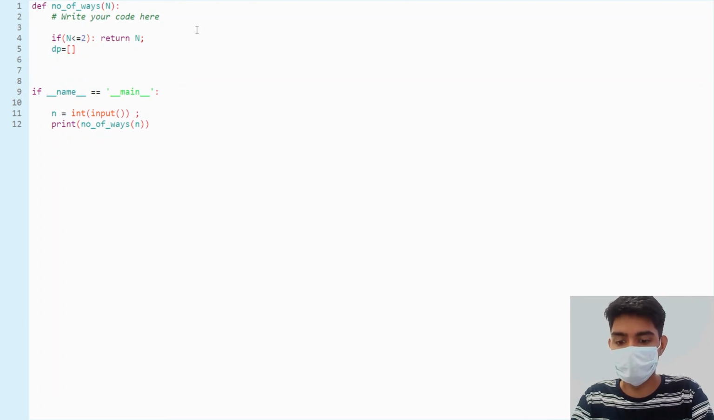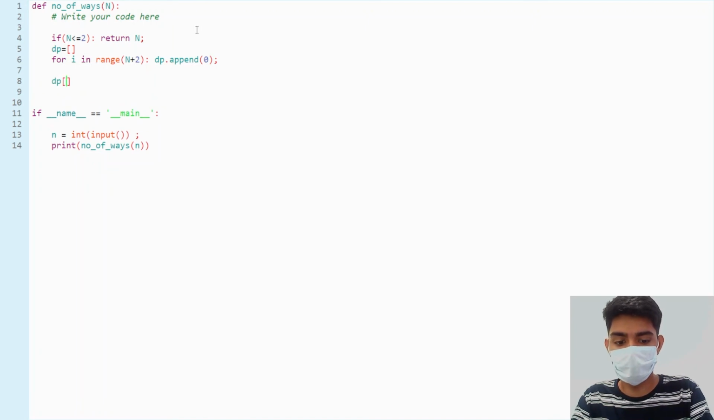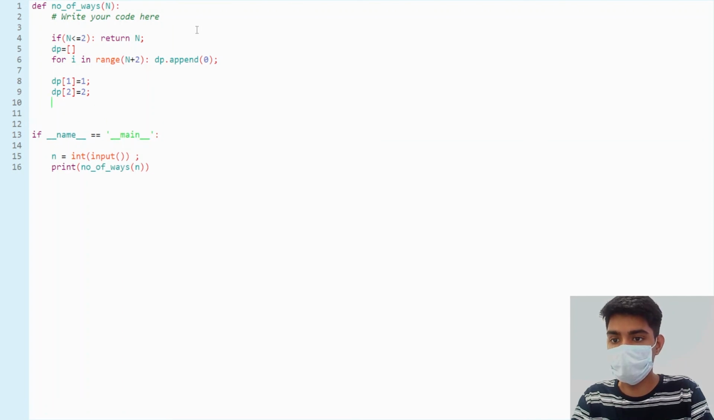Also, now let's run a loop for i in range, and this will go till n plus 2. We are going to fill our DP array, so it would be dp dot append. We are giving it a size. Now the first value is 1, right? These are our base cases. The second value is 2, and we are going to start our loop.